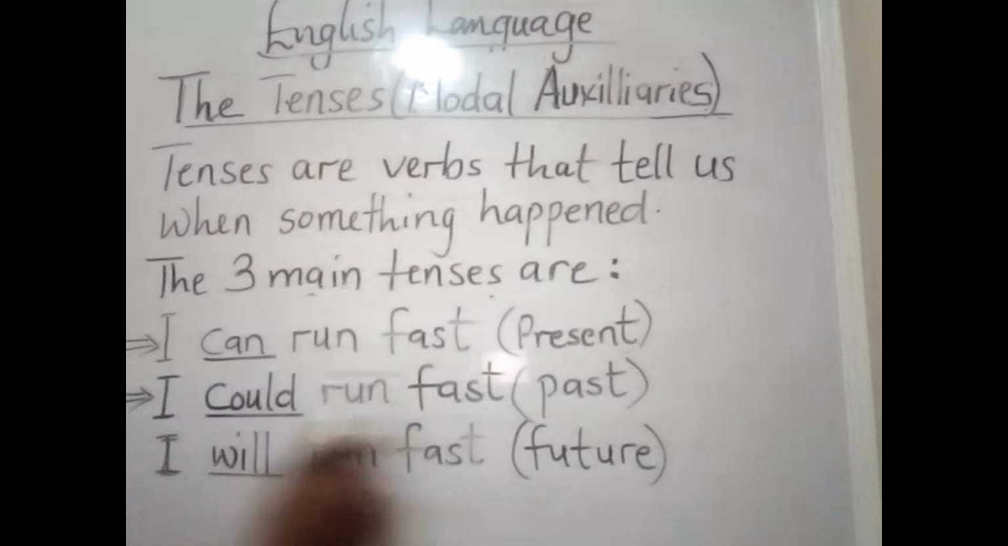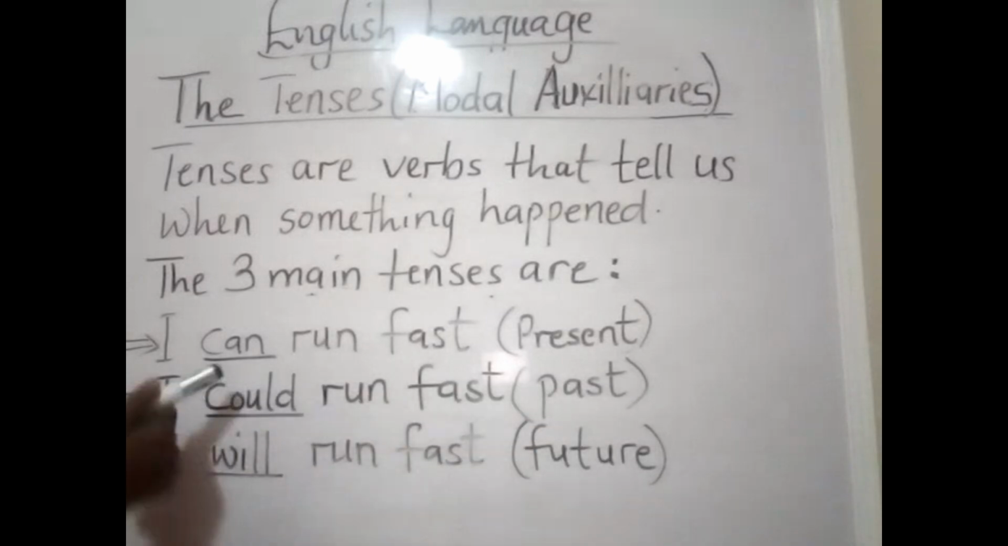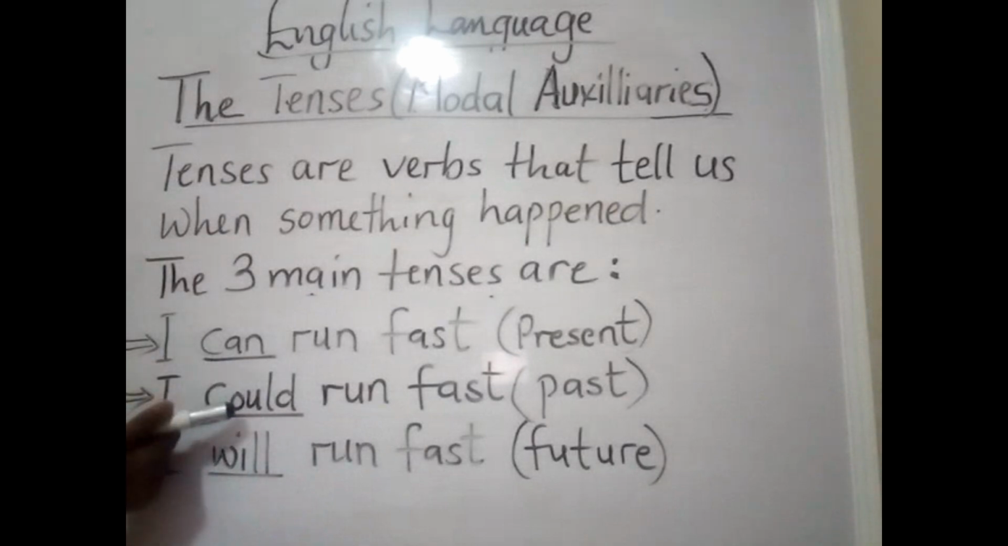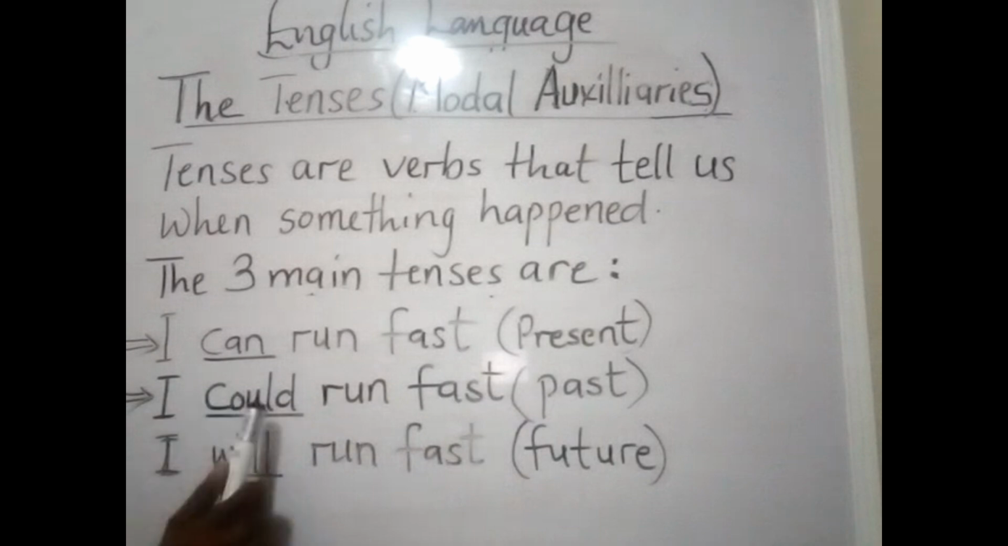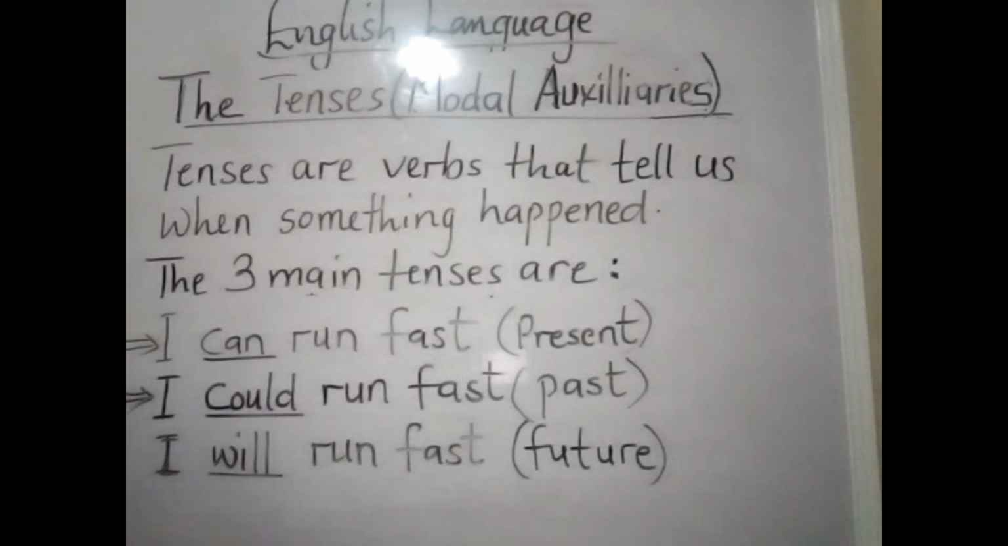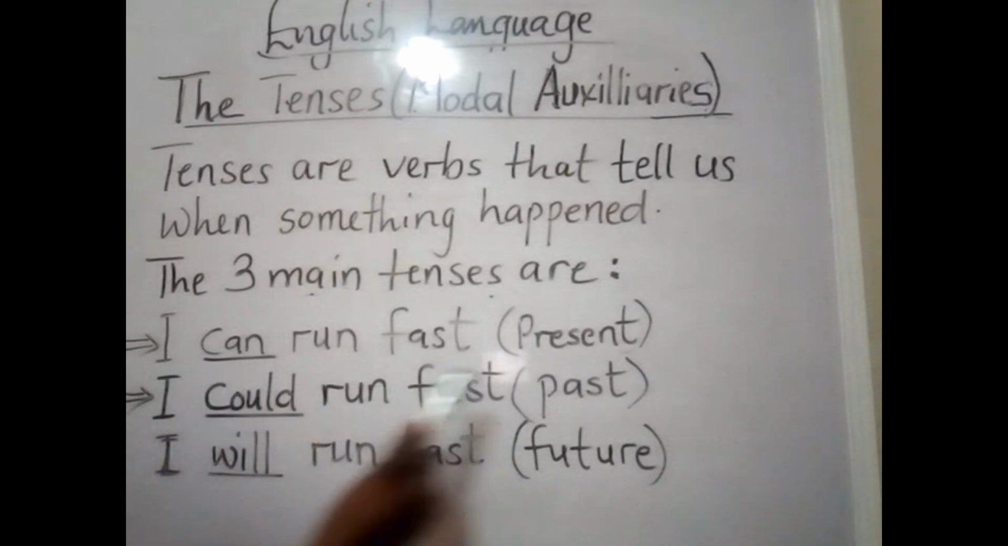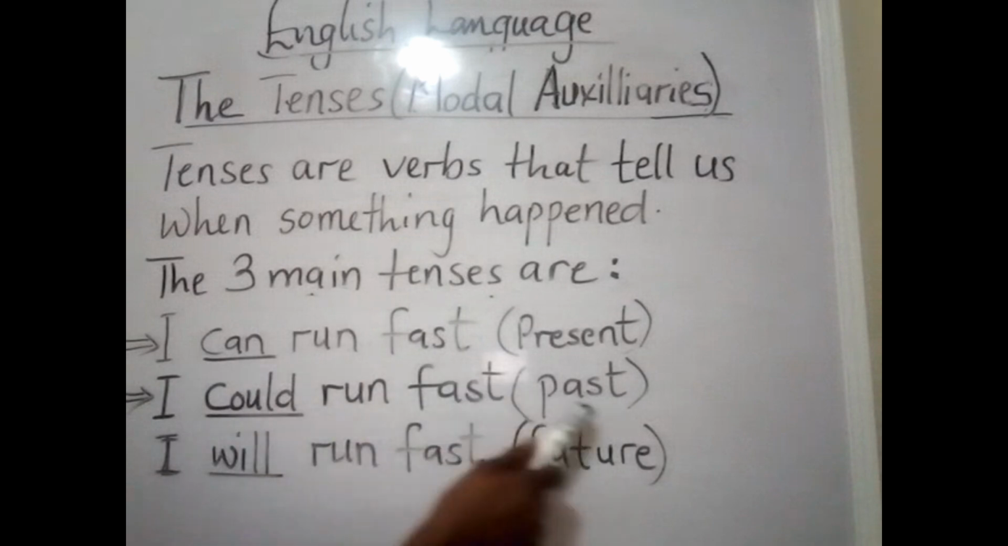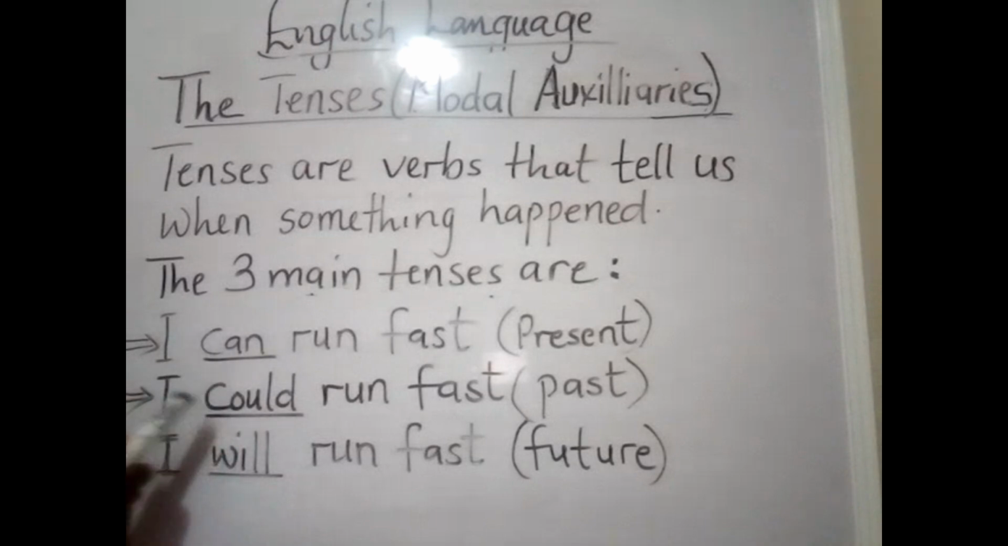But then you have a second one. It says, I could run fast. Even though can indicates ability and could also indicates ability, they express these events in different times. For can, it is for the present, while could expresses it in the past. I could run fast means this speaker was able to run fast in the past, but right now cannot run fast anymore. So this indicates something that happened in the past. I could run fast is in the past.